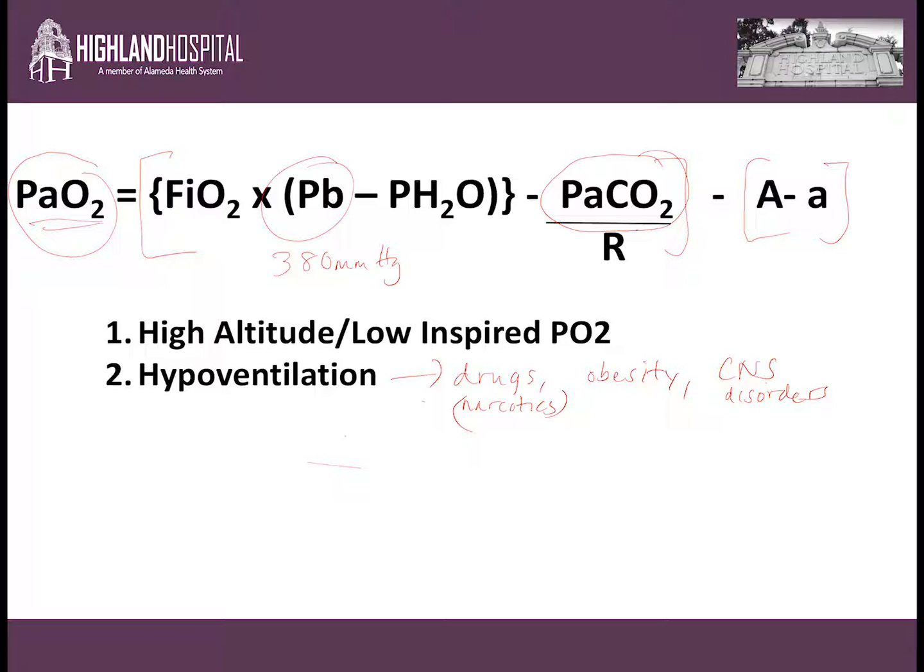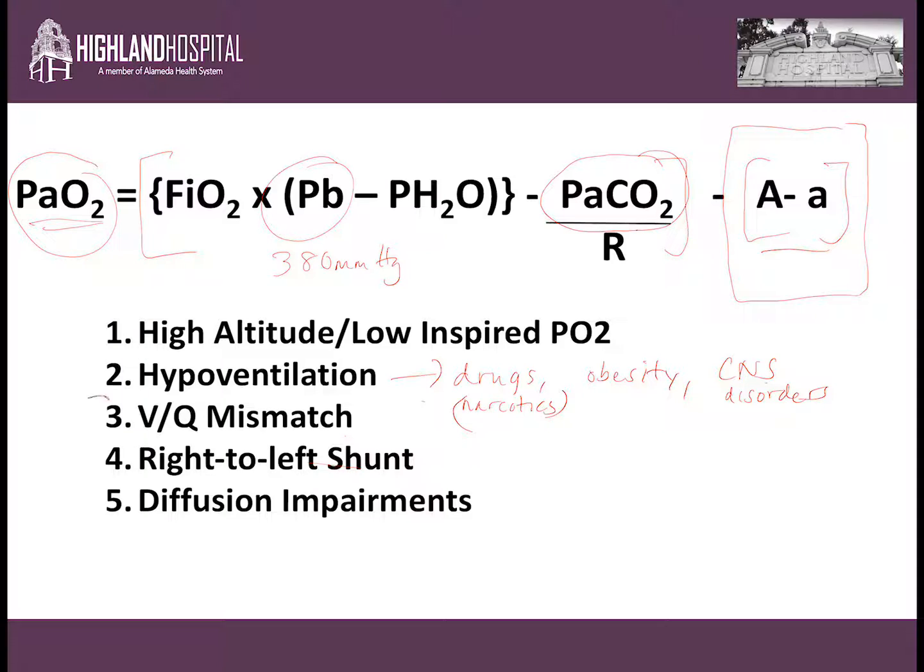And finally, and the big one that we'll spend the majority of our time talking about, is the AA gradient. And that comes from these three mechanisms. So VQ mismatch, right to left shunt, and diffusion impairments. All of these three have an increased AA gradient.